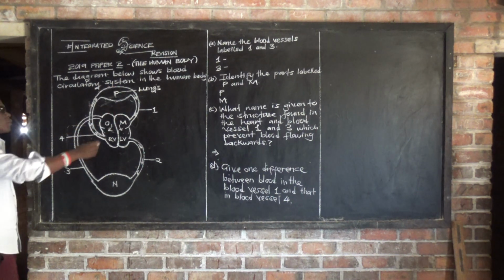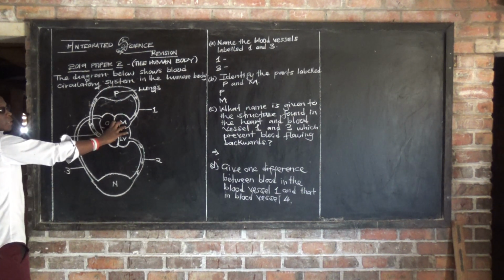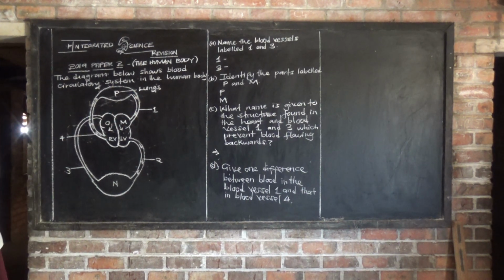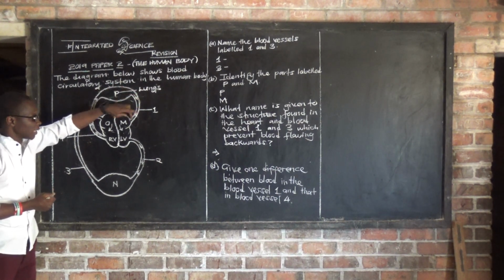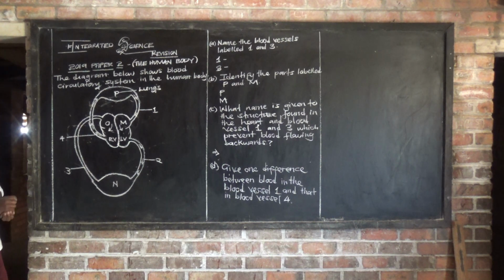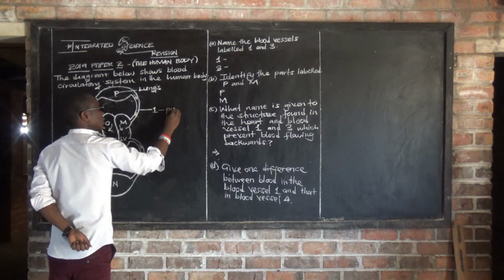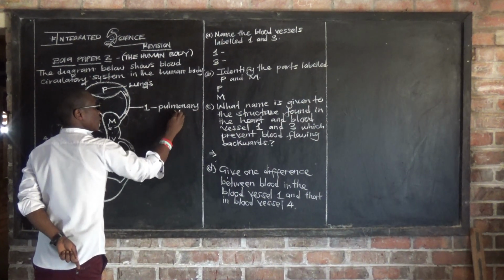Okay, so you have got the lungs, then you have got the heart. Then you have got this blood vessel, blood vessel 1, which transports oxygenated blood from the lungs to the heart. So this blood vessel is called the pulmonary vein. This is our pulmonary vein.